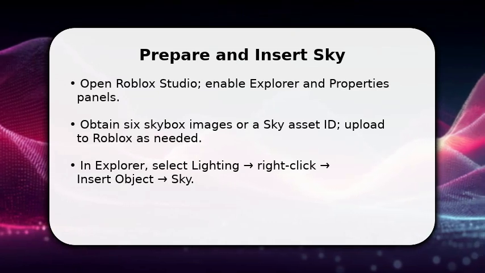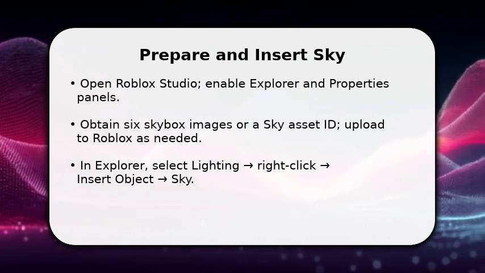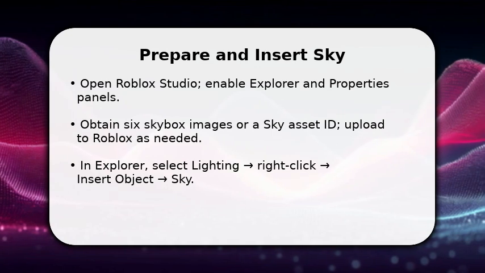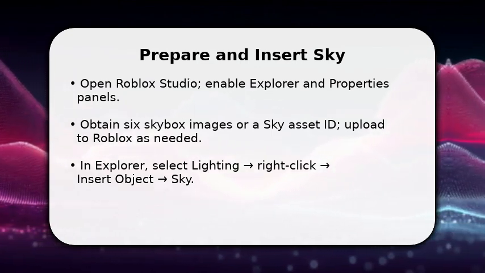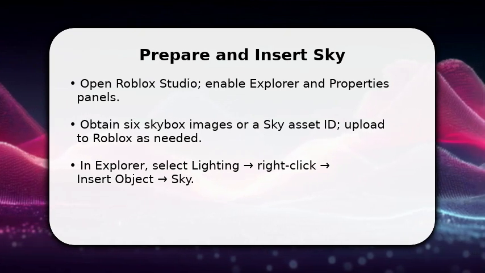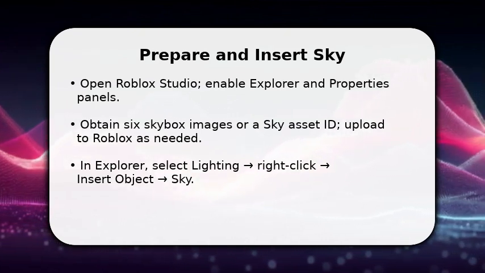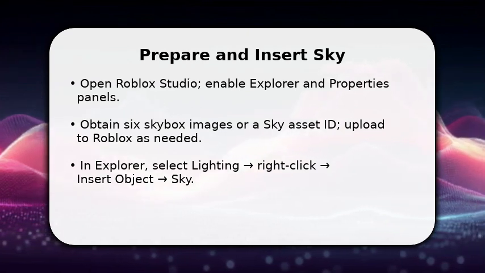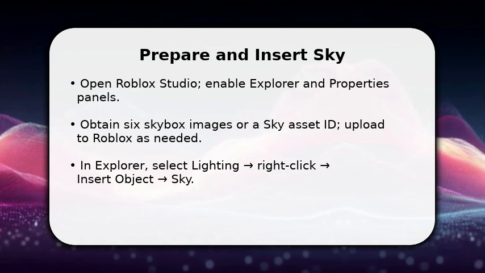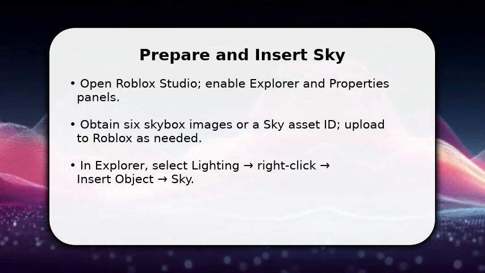Enjoy the video. You start by opening Roblox Studio and turning on Explorer and Properties so you can see lighting. Next, grab your 6 sky images or a pre-built sky asset, upload them into your Roblox account if they aren't already. Once your images or asset ID are ready, select the lighting service in Explorer, right-click, and insert a sky object. This immediately gives you the object to configure.